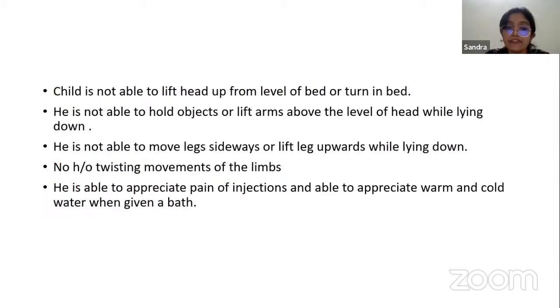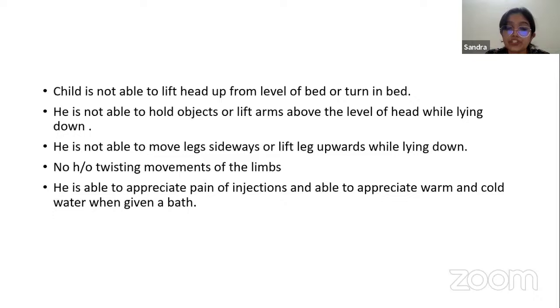Child is not able to lift head up from the level of bed or turn in bed. He is not able to hold objects or lift arms above the level of head while lying down. He is not able to move legs sideways or lift leg upwards while lying down. No history of twisting movements of the limbs.